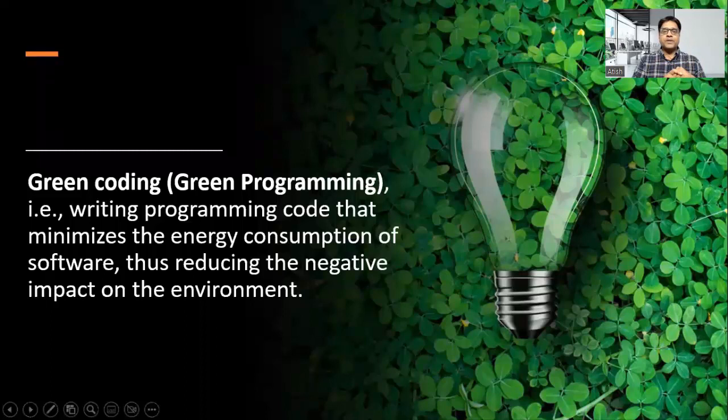Green coding or green programming, both these terms can be used interchangeably. It is about writing programming code, or we can say writing the algorithms of your program, that minimizes energy consumption of software, thus reducing the negative impact on the environment.